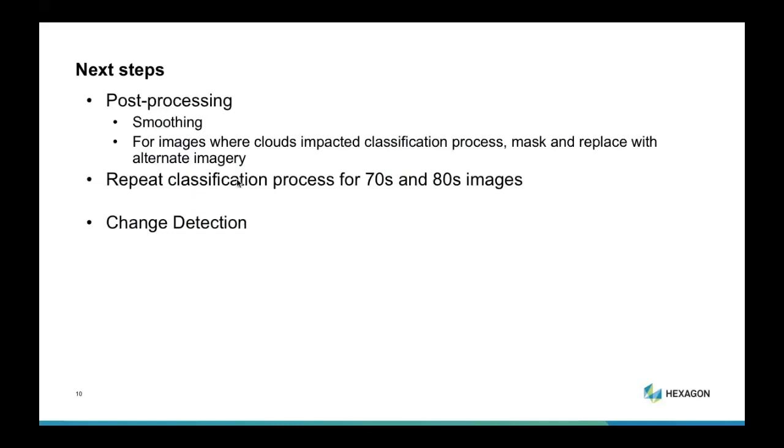And then we're going to repeat the classification process for the 70s and 80s imagery and ultimately conduct a change detection to get a sense of how land cover has changed in Georgia over this almost 50-year time period. And I think that the results are going to be really interesting and really informative, especially as land cover change continues to happen, and especially in the American South.